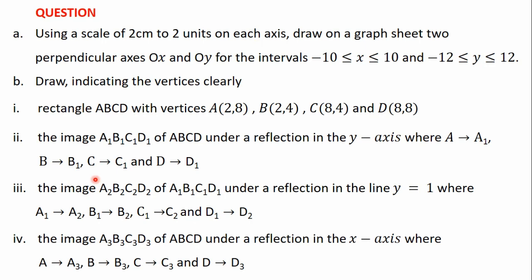The fourth part of our question says that we should draw the image rectangle A2, B2, C2, D2 of A1, B1, C1, D1 under a reflection in the line y equals 1, where A1 maps to A2, B1 maps to B2, C1 maps to C2, and D1 maps to D2. We are going to do that in the next video.